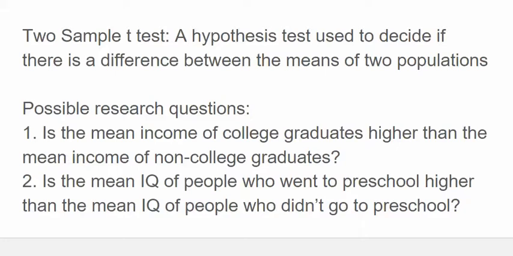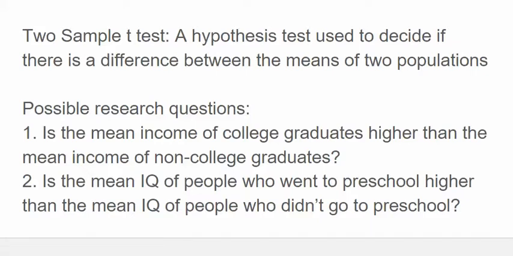Another possible situation is if a person wanted to know if the mean IQ of people who went to preschool is higher than the mean IQ of people who didn't go to preschool. If a person was collecting data to try to answer that question, the person could run a two-sample t-test on his or her data set to arrive at the conclusion, because the person wants to know if the mean of one population is different than the mean of another population.